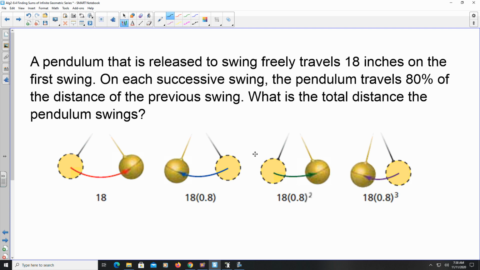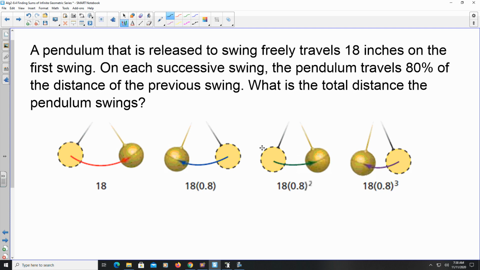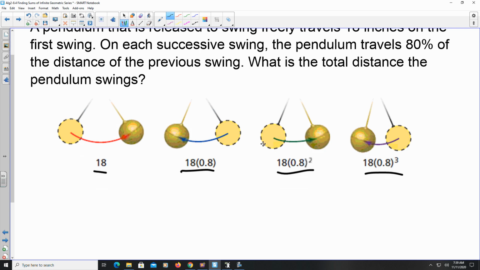Looking at this one here, it says a pendulum that is released to swing freely travels 18 inches on the first swing, and each successive swing, the pendulum travels 80% the distance of its previous swing. They want to know the total distance the pendulum swings. So this is like a sub 1, this is a sub 2, a sub 3, a sub 4. So what they actually are telling us is that this has a common ratio of 0.8.